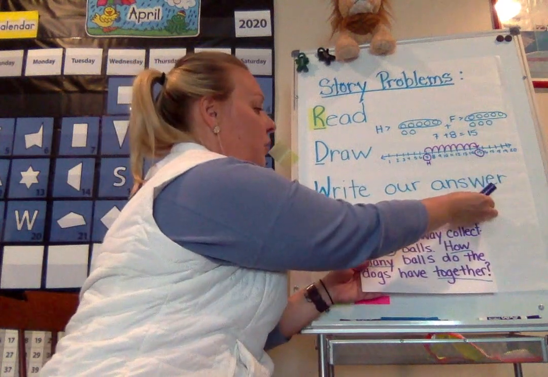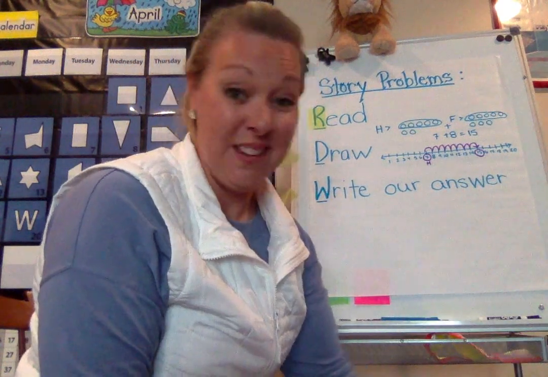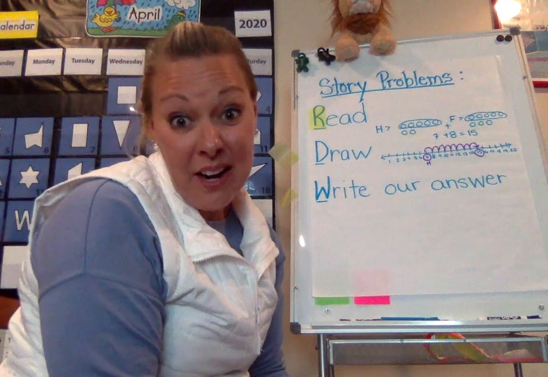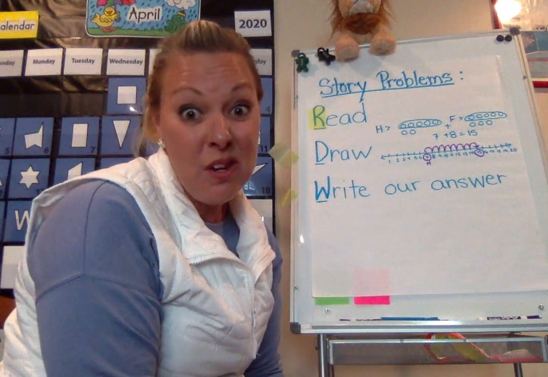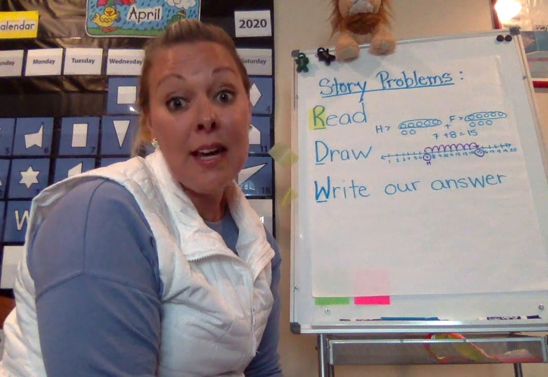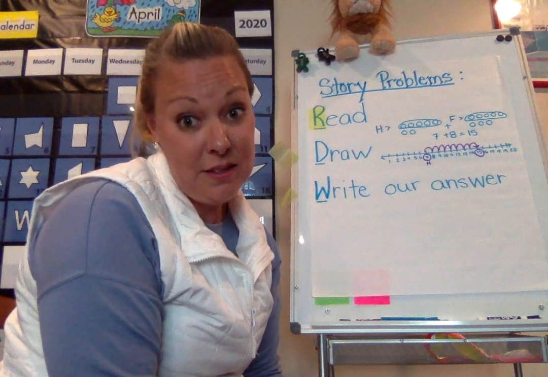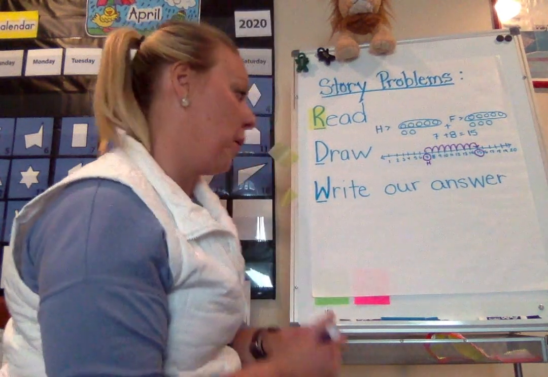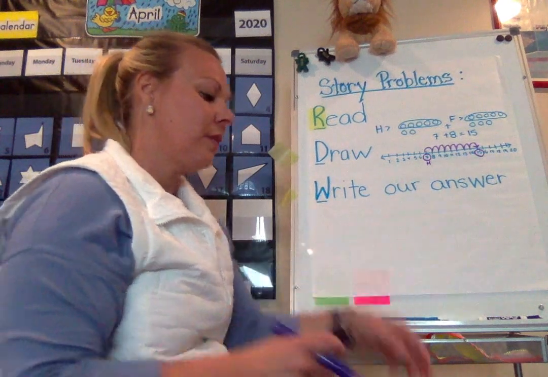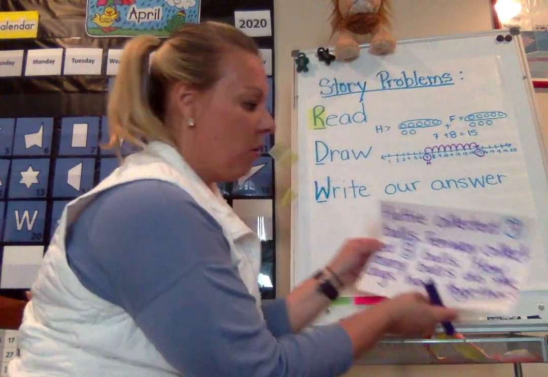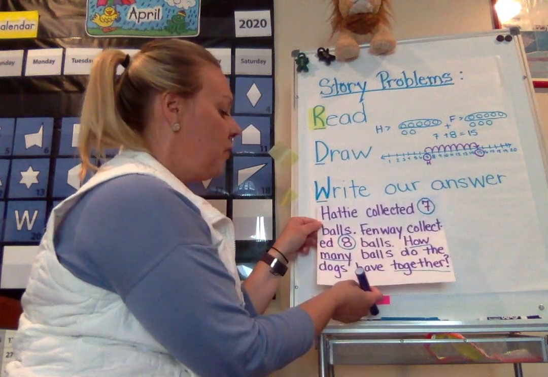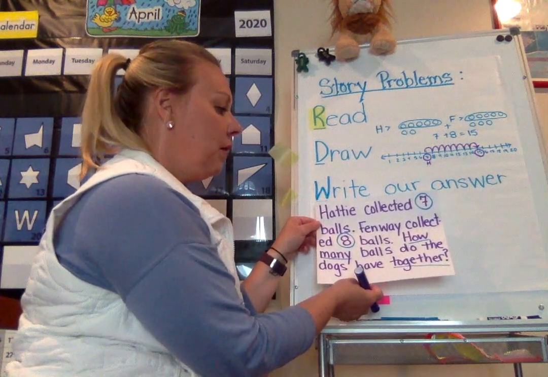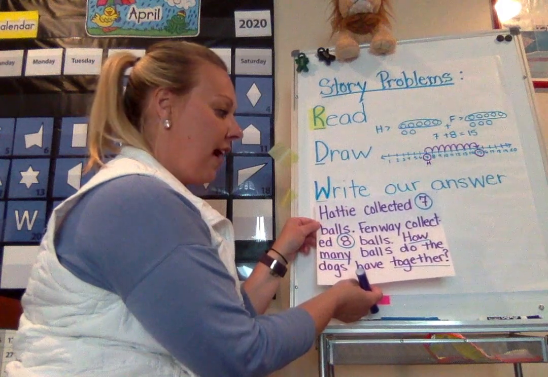Now, boys and girls, we need to write our answer. And you and I both know that when we write our answers for story problems, we need to write them using complete sentences. Okay, so here we go. Write our answer. Let's reread our problem so we know what we're answering. Hattie collected 7 balls. Fenway collected 8 balls. How many balls do the dogs have together?